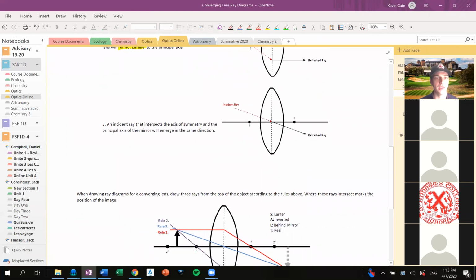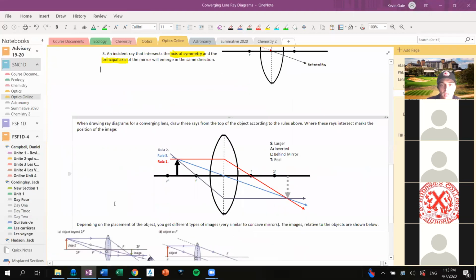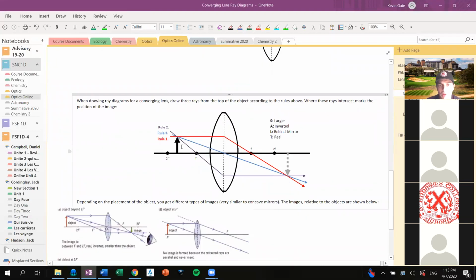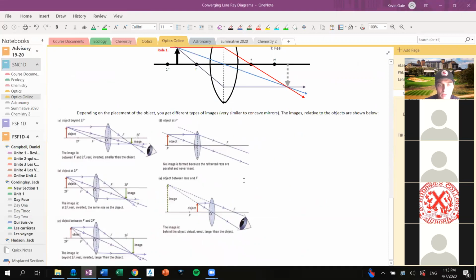And rule number 3, an incident ray that intersects the axis of symmetry and the principal axis. So the axis of symmetry is the middle of the lens, and the principal axis is the horizontal line that's in the middle of our ray diagram. So if it intersects those 2 points, then it will continue to emerge in the same direction without refracting. Those 3 rules, when applied to an image, can be used to locate that image. And that's what we're going to do today.